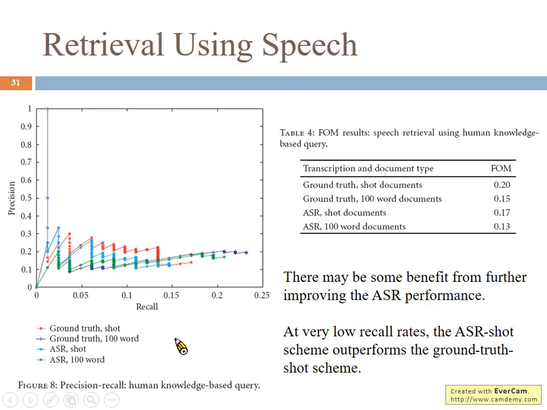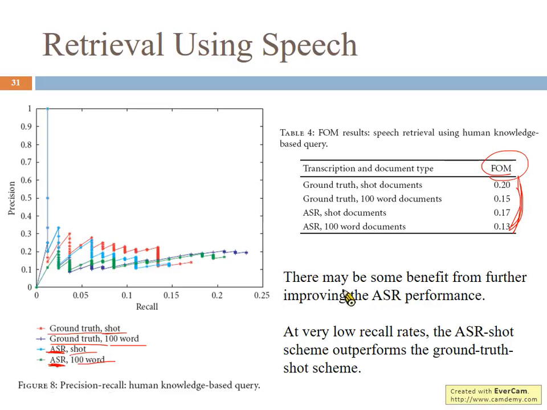And this is the result, the precision recall curve. We can see they evaluate the manual spoken words with the shot scheme, the manual spoken words with the symmetric scheme, the automatic speech recognition with the shot scheme, and the automatic speech recognition with the symmetric scheme. And you can see the precision and recall are all similar. And we can see the FOM value. Basically, they are similar. They are not so accurate.